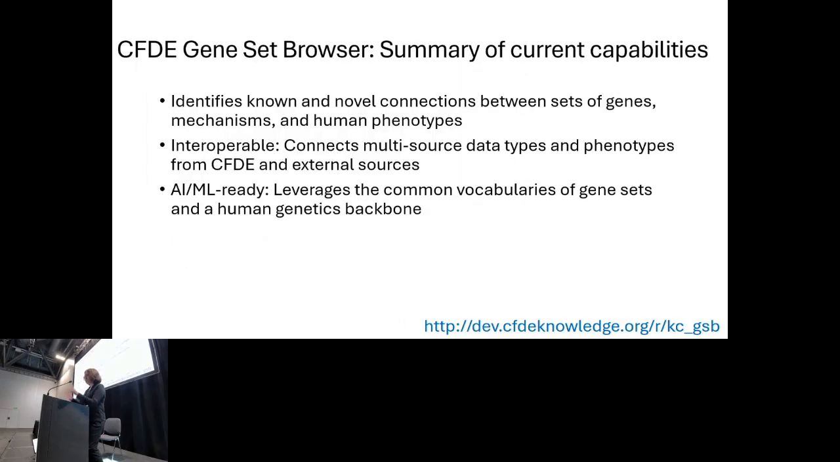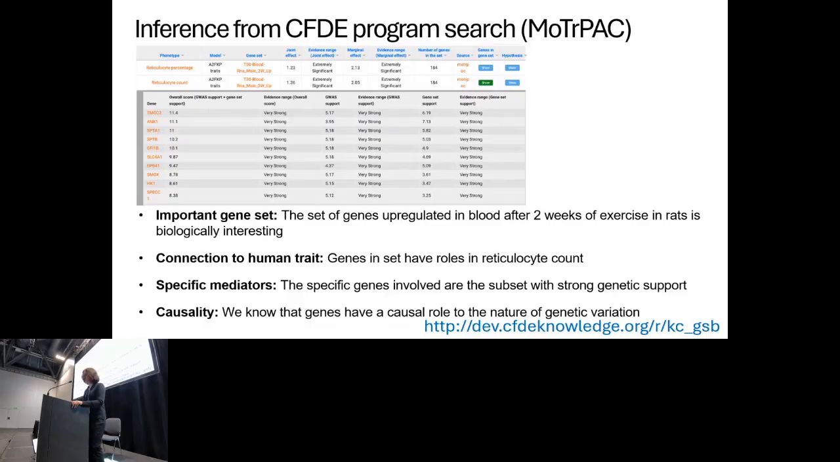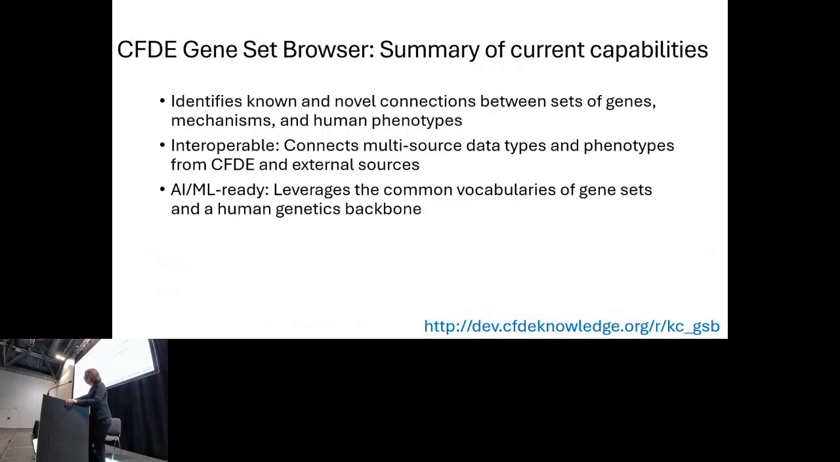This is a breakdown of what this actually means. So for this particular example, you're seeing that this set of genes, upregulated in blood after two weeks of exercise in rats, is biologically interesting, that the genes within that gene set have roles in the trait that you're looking at, reticulocyte count, which specific genes involved in the gene set are involved, and finally, that the genes have a causal role in the nature of the genetic variation. If you want more information, you can click on the hypothesis button here, which will give you an LLM-generated hypothesis about why this connection exists.